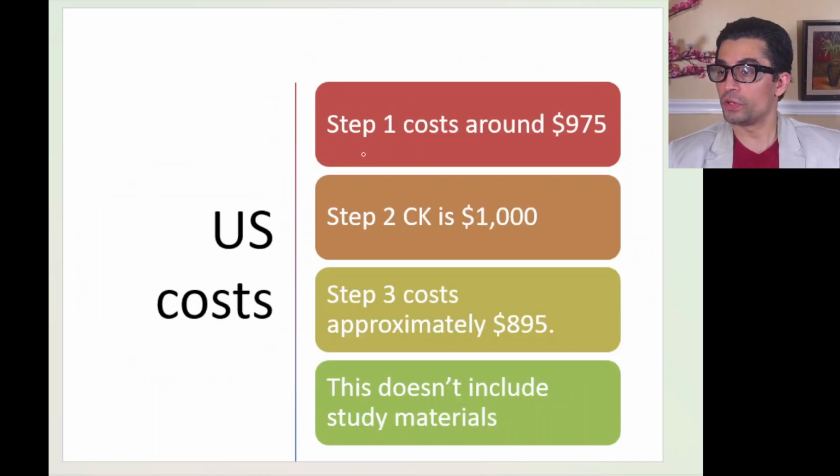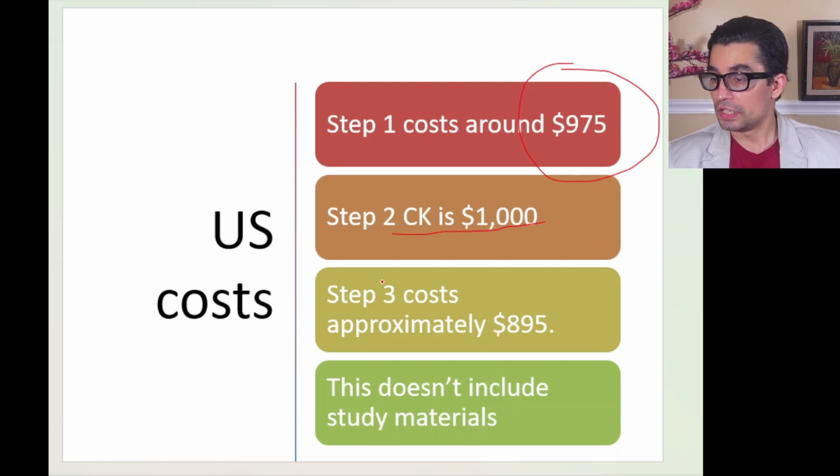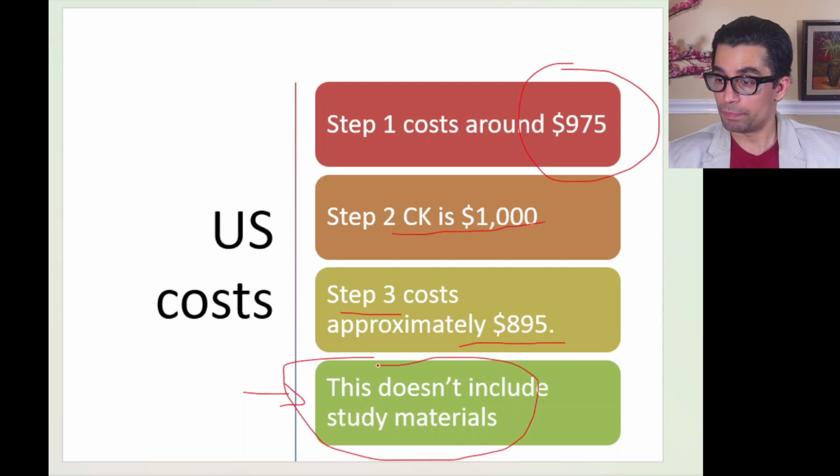So the cost in the US: Step 1 costs around $975. CK is $1,000. Step 3, which you have to do in the US, you don't necessarily have to do before your residency. However, in many situations, it is preferred. Of course, study materials cost separately, and exams, testing and practice tests all cost separately. The costs are definitely a bit more than the PLAB costs.